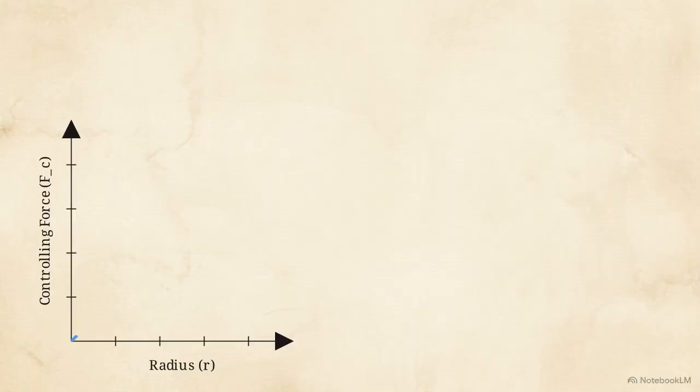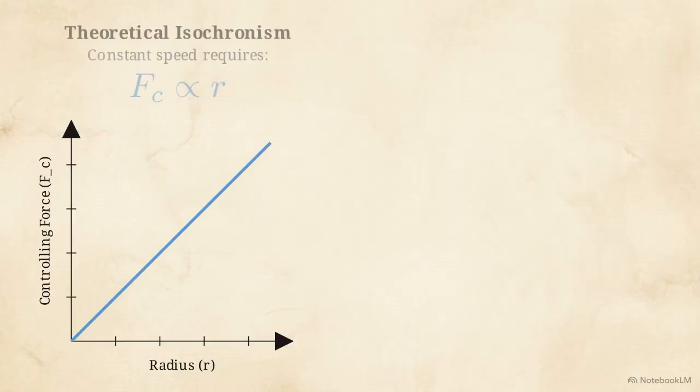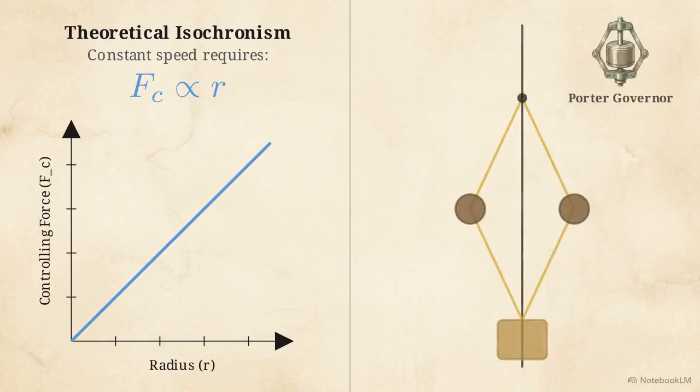Mathematically, isochronism exists when the range of speed is zero across all radii of rotation within the working range. In an isochronous system, the governor would maintain an identical rotational speed, regardless of the load applied. However, this state is physically impossible for the Porter governor.